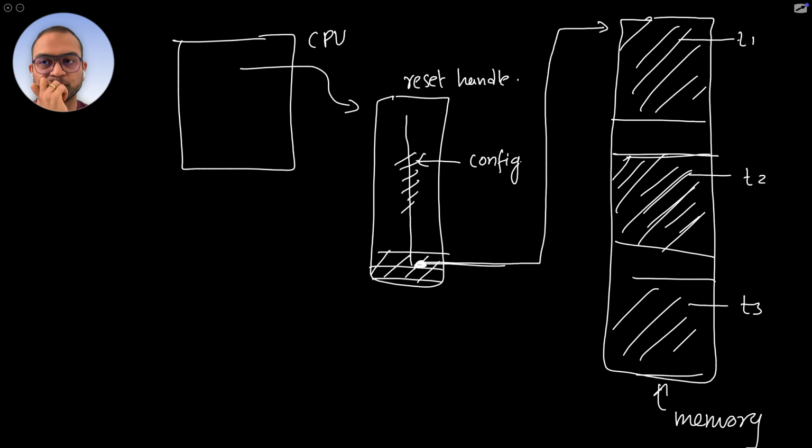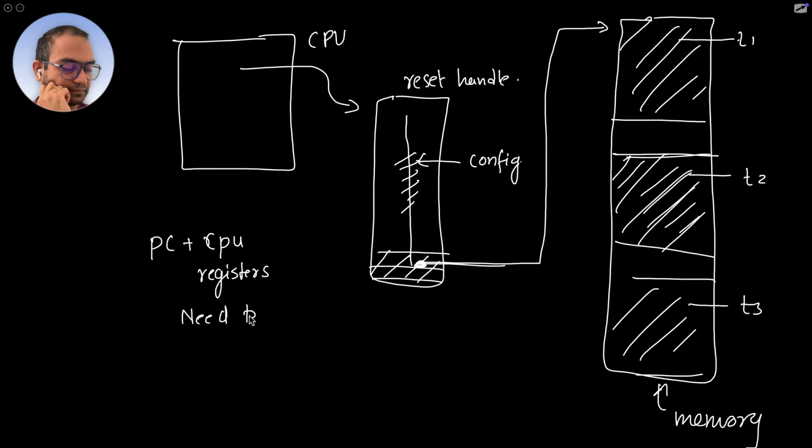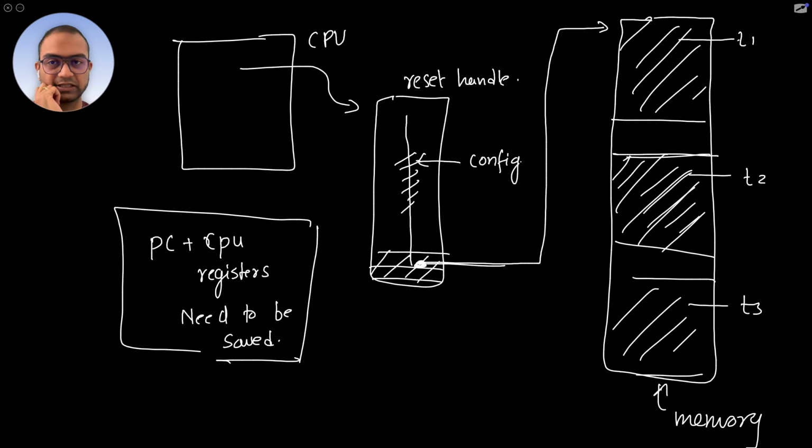to T2. We then talked about that when we do the switching, PC plus CPU registers need to be saved. So we now want to take a detailed look at how we'll achieve this. That's part of the trick, but we are going to peel that onion.